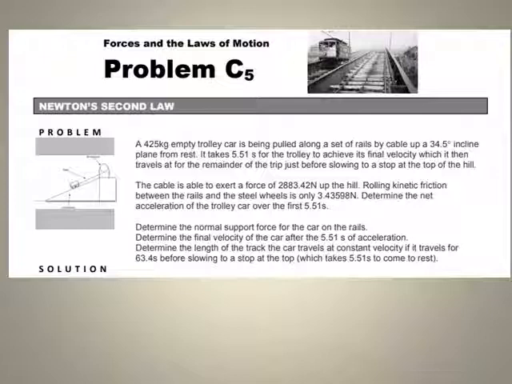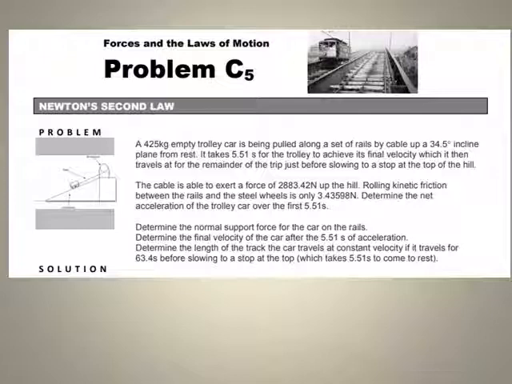Determine the final velocity of the car after 5.51 seconds of acceleration. So if we know the acceleration and we know the initial velocity is 0, we can go back to unit 3, which is acceleration, and we can grab some acceleration models and figure out this final velocity.